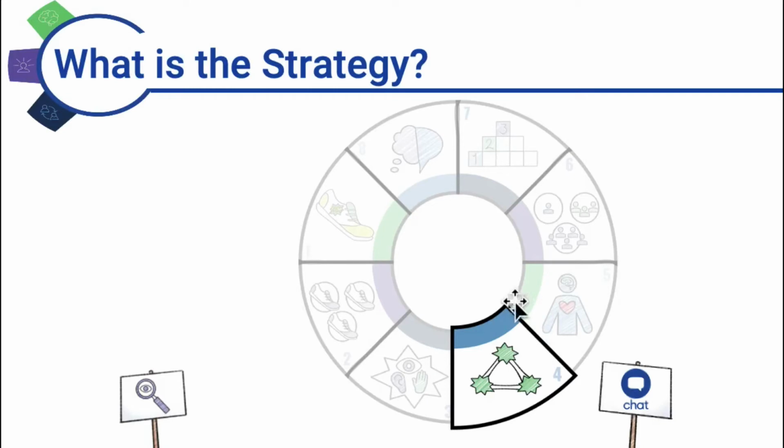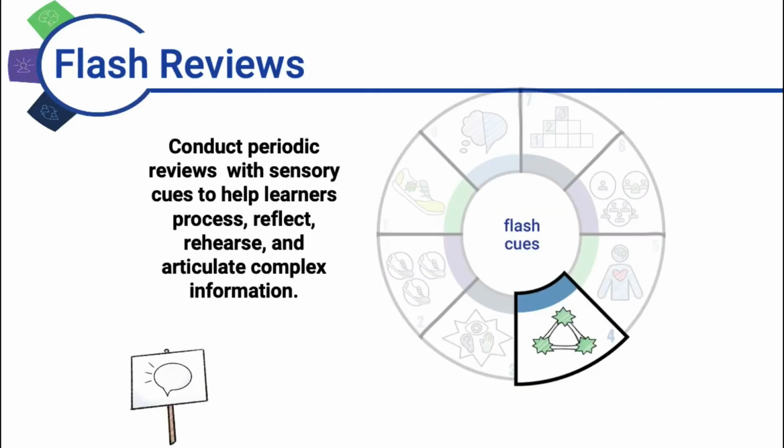Our fourth strategy is flash reviews. Now, flash reviews is when we conduct periodic reviews with the sensory cues to help learners process, reflect, and rehearse information. What a flash review does is it pulls that information up and allows us to review it. That helps reduce the cognitive load and also increases confidence as learners practice information about every 15 to 20 minutes.